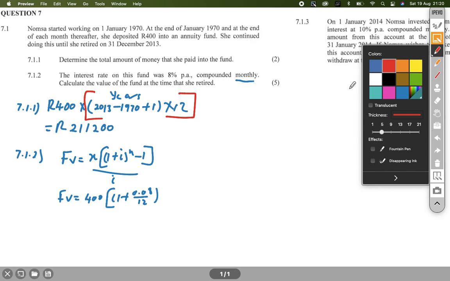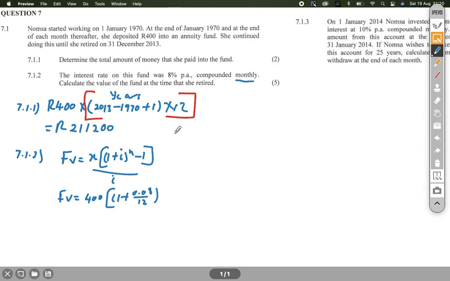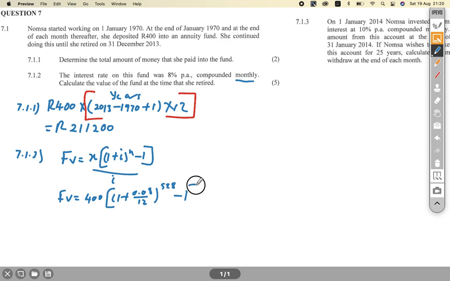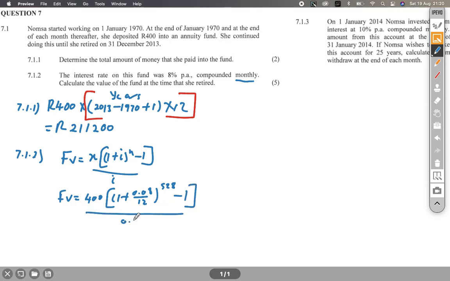Okay, and you should get 528 minus 1 divided by the interest rate. And then your final FV should be 1,943,524.42.